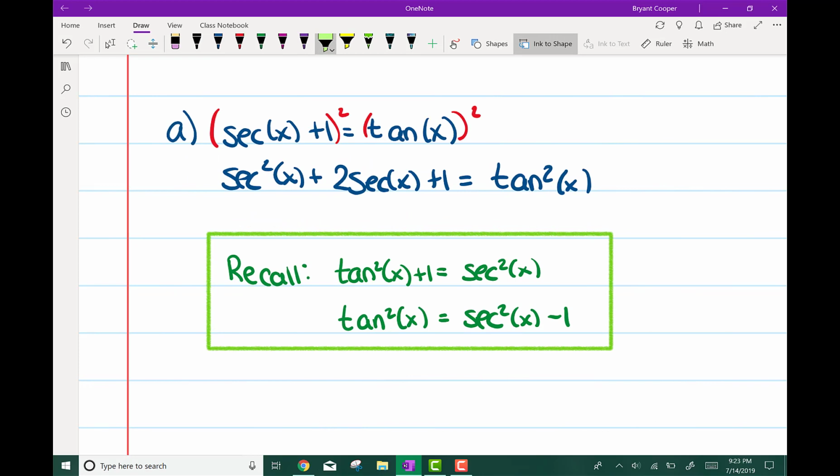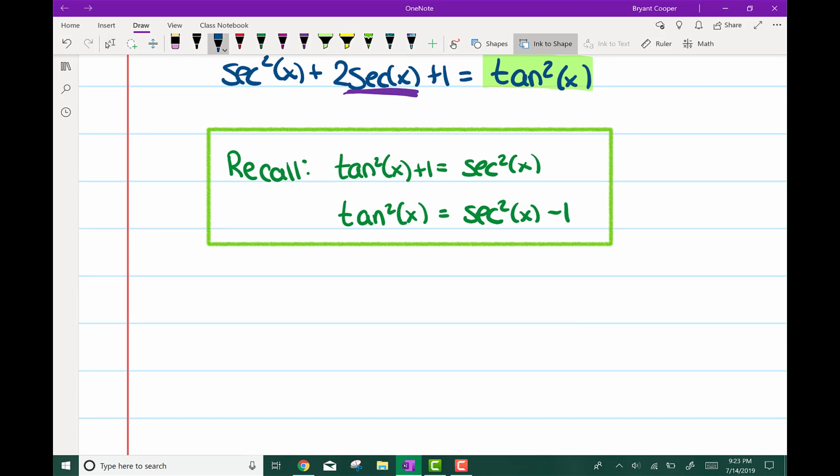And the next step is to recall this trig identity that tangent squared of x plus 1 is equal to secant squared of x. So if I subtract 1 from both sides, I get tangent squared of x is equal to secant squared minus 1. And the reason I'm going to go ahead and get rid of tangent squared is because my secant of x term is not squared. So I want to make everything with just secants. So I replace tangent squared with secant squared minus 1.